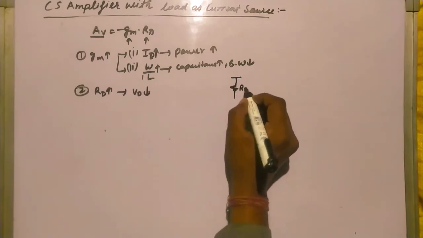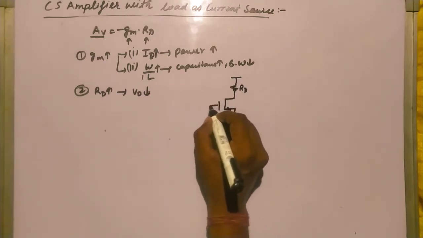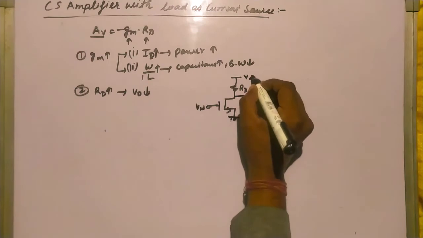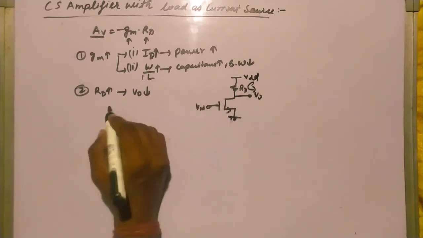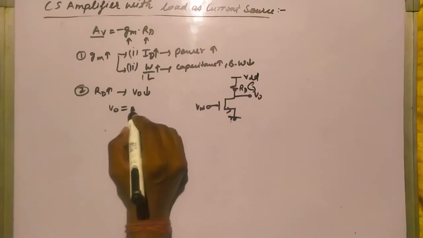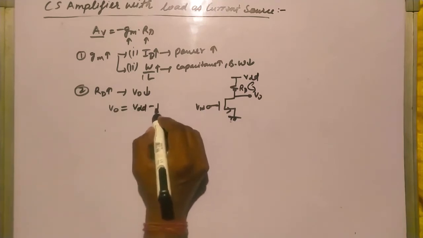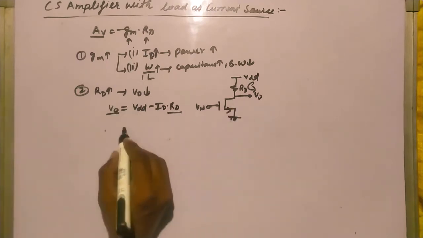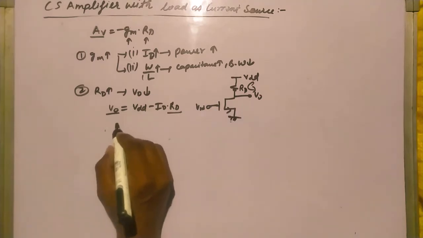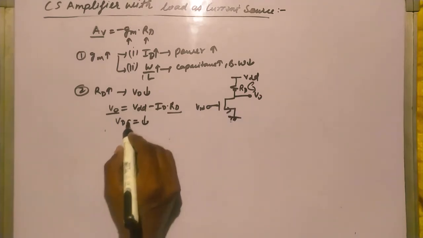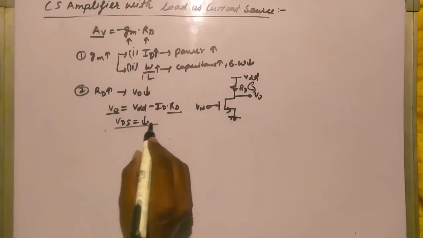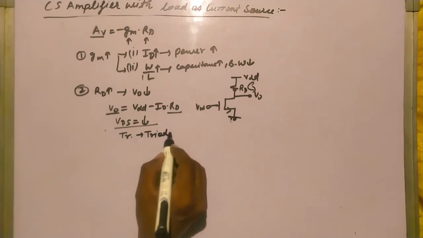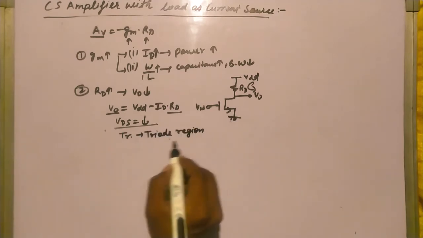This is RD and V in, and this is V out, VDD. So apply the KVL on this side. We will get V0 = VDD minus ID RD. RD is increasing, so V0 is reducing, so my VDS is reducing. Since VDS is reducing, the transistor can go in triode region.